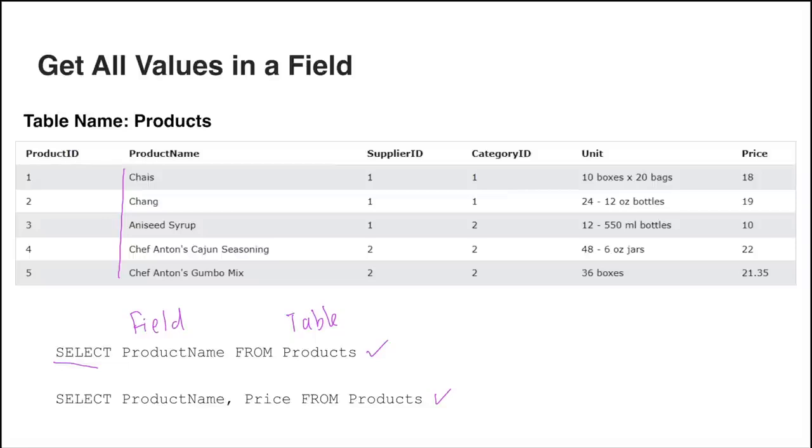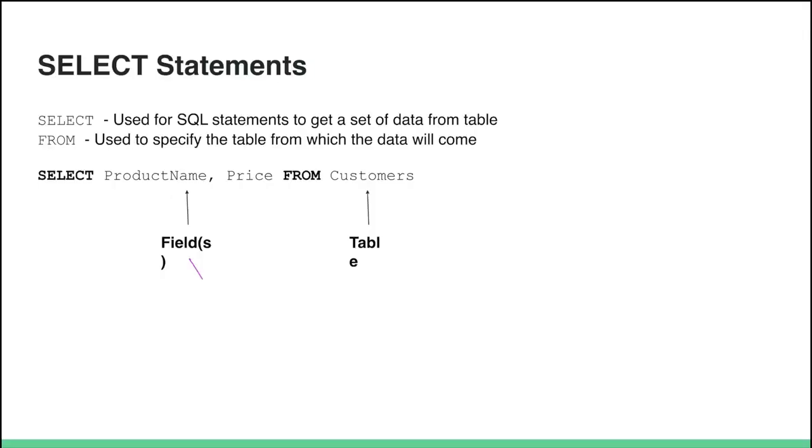On the other hand, right here, if we select the product name and the price from products, we're still working with the same table, but we're not only going to get all the product names, we're also going to get all the prices. So we may get Chai 18, Chang 19, aniseed syrup 10, Chef Anton's Cajun seasoning 22, Chef Anton's gumbo mix 21.35. So that's how select and from works. We're selecting a field from a table. I don't know why my formatting went haywire here, but this is basically just representing the concept that I just went over. And these are generally just called select statements.